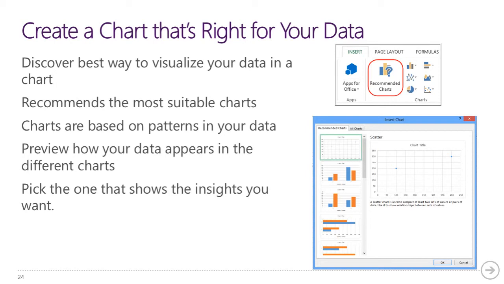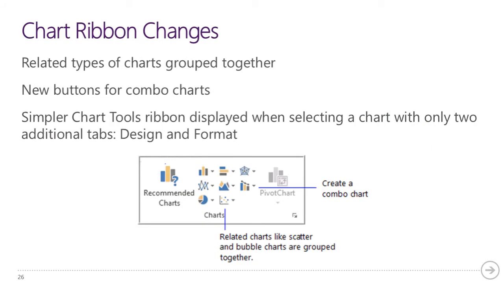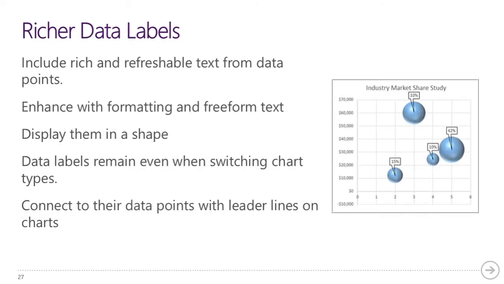You can pick the chart that shows the insights that you want, and then you can go to the next level where you have more control over fine tuning and cutting out and adding areas to the chart that make sense for what you want to show. On the ribbon itself, you'll see there are some changes on the chart ribbon, including a lot of related types of charts that are grouped together. Again, the ribbon technology makes it much easier from a visual standpoint for people to consume these and understand how to use and get started with them, and they've continued to enhance it within the 2013 client.